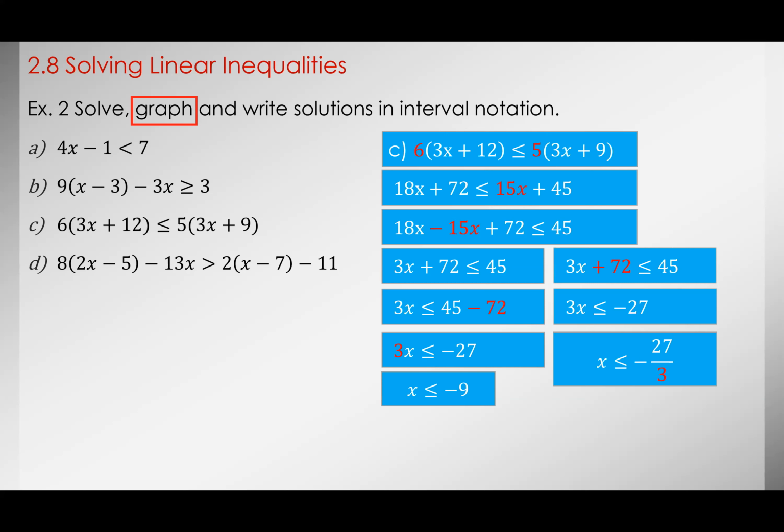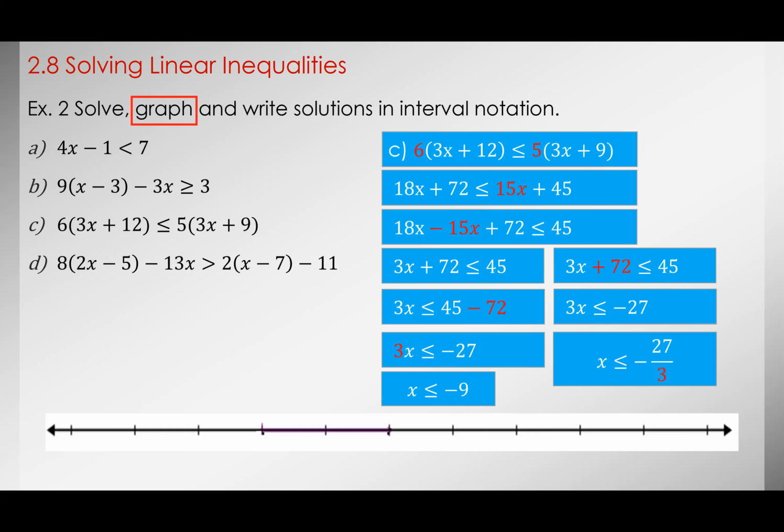And the new thing in 2.8 is how do you graph? To graph this, we know that first we need to identify our endpoint, which is at negative 9. At negative 9, do we use a parenthesis or a bracket? Hopefully you say bracket. Why are we using a bracket? Because there's an equal sign. Exactly, there's an equal sign, and that's why we're using the bracket, because we can include negative 9.